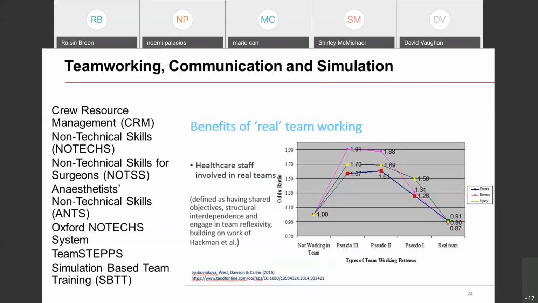And the important thing, if people can see it under the chat box there, is that if you are in a pseudo team, if you're not in a real team, you may as well be working on your own. Teams in healthcare are very, very complex. If you include everybody in the team on a ward, say, you could have up to 70 people. So how do you create a team out of that?